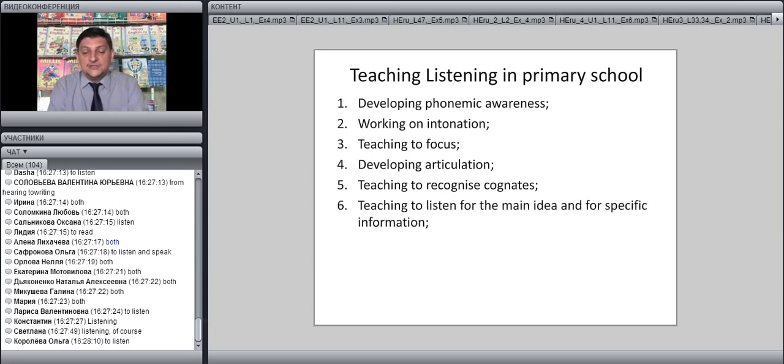We also need to teach students to listen for the main idea and for specific information. Listening for detail is not that important in primary school because this is a very complex skill which requires a big power of concentration. And as we mentioned before, students in primary schools cannot focus for a long time.